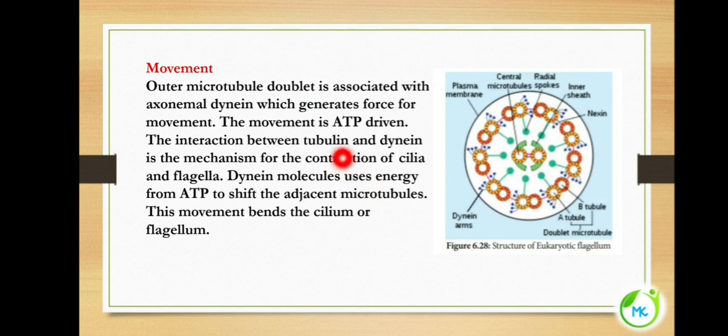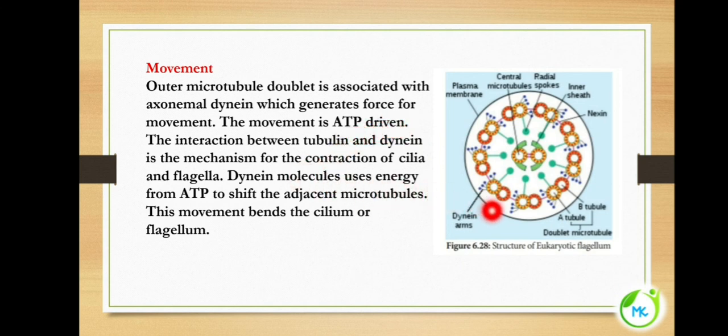Movement: how does it move? The outer microtubule doublets, the 9 doublets, are associated with the axonemal dynein, and this dynein arm generates the force for the movement. This movement is ATP driven. So in prokaryotes, proton motive force is involved in the movement, whereas in eukaryotes, the movement is driven by energy in the form of ATP.